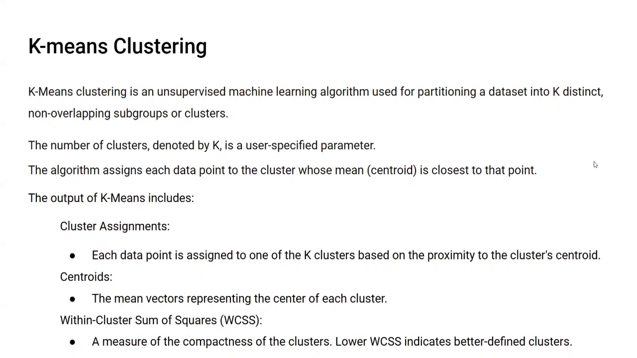The output of k-means includes cluster assignments. Each data point is assigned to one of the k clusters based on the proximity to the cluster's centroid. Second thing is centroids. The mean vectors representing the center of each cluster. And the third thing is within-cluster sum of squares, a measure of the compactness of clusters. Lower WCSS indicates better defined clusters.